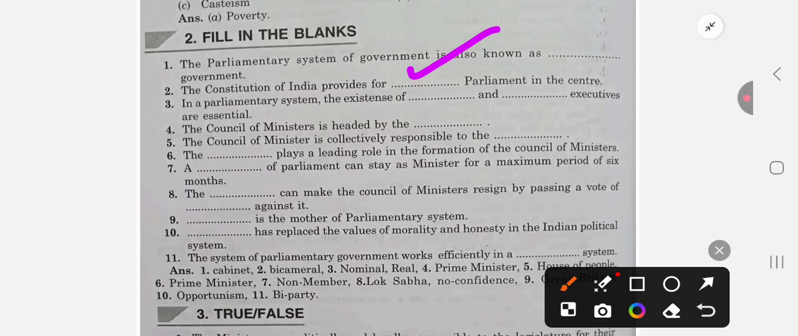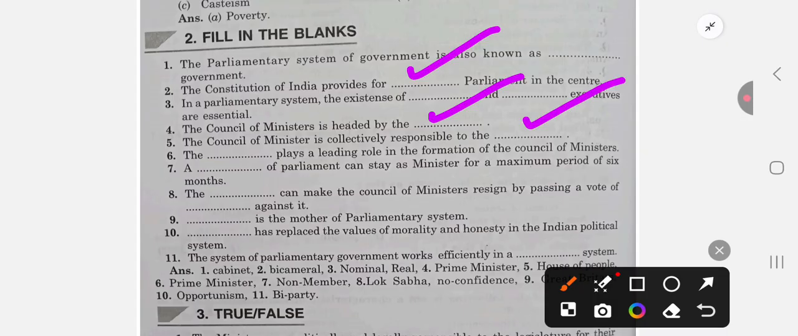The council of minister is headed by the prime minister. So here the answer would be prime minister. The council of minister is collectively responsible to the parliament and indirectly to the people. So here you will write parliament, and in parliament also specially to the house of the people. Keep in mind.